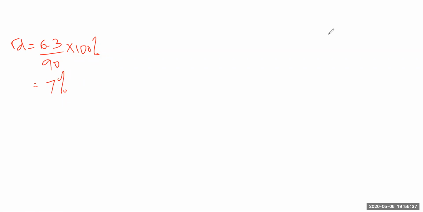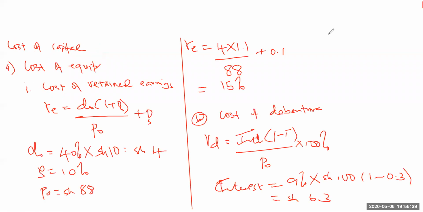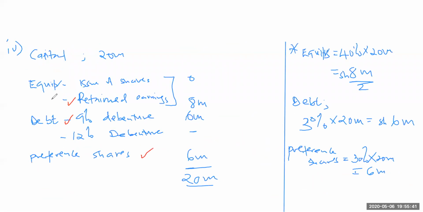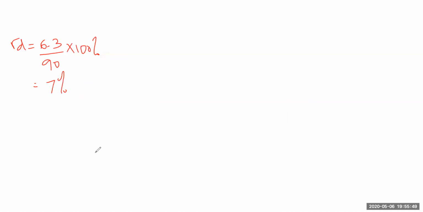So you're done with estimating the cost of retained earnings, and you're done with the cost of the debenture. Now next is to get the cost of the preference shares. The cost of preference share becomes our next working. So, the cost of preference shares.